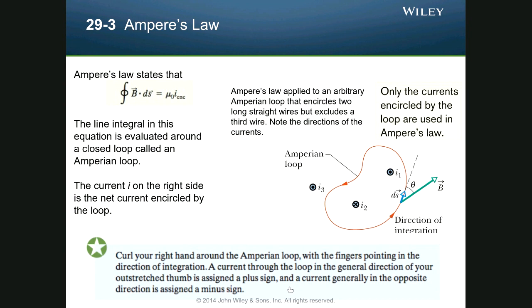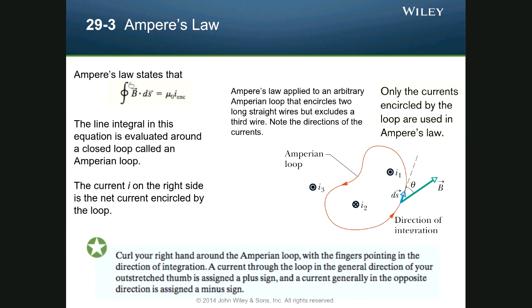So that means if you pick the direction of integration, get your thumb. You see the loop on the screen here. If you're not seeing it, this is the Amperean loop. So put your hand around here and take your thumb out and follow around the curve. You'll notice I1 points in the direction of your thumb, so we're going to assign that a positive value. I2 points the opposite direction of your thumb, so we're going to assign that a negative value. And notice that I3 is not in the loop and therefore will not be part of this Amperean surface.